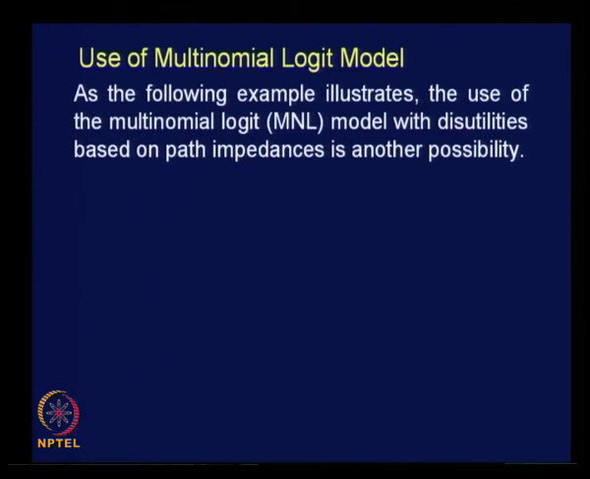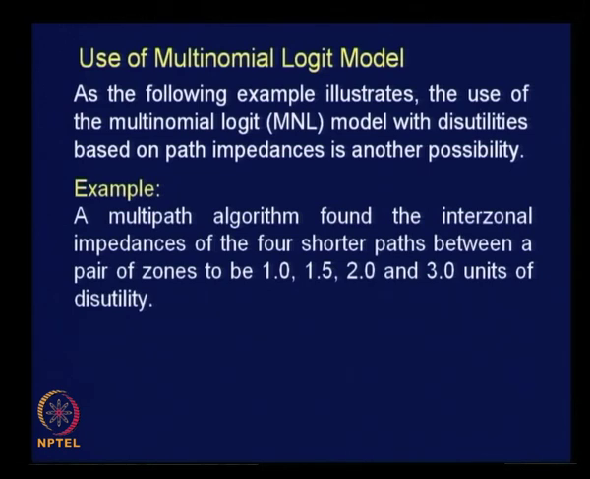It is very simple. It is not going to be difficult because the basic model structure is familiar to you. And as the following example illustrates, the use of the multinomial Logit model with disutilities based on path impedances is another possibility. Let us take a small example. A multipath algorithm found the interzonal impedances, in general, not travel time, total impedances of the 4 shorter paths. Why 4 shorter paths?